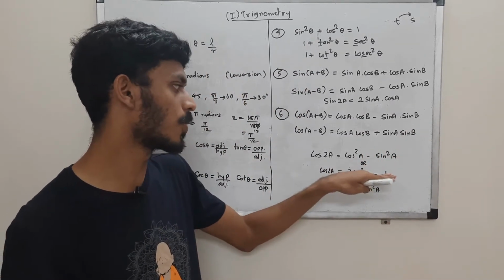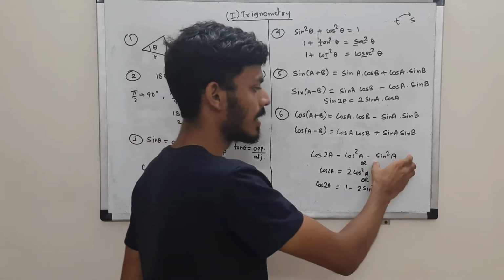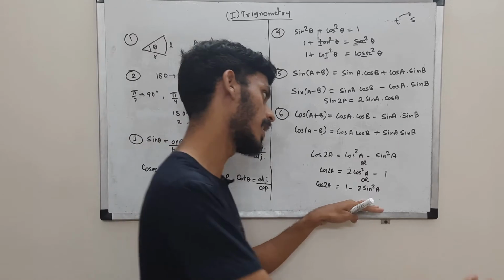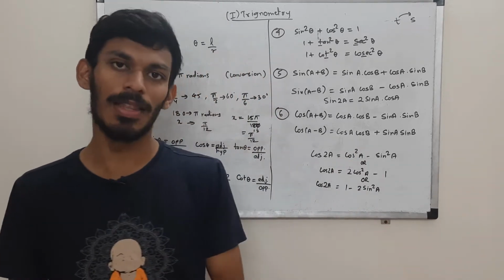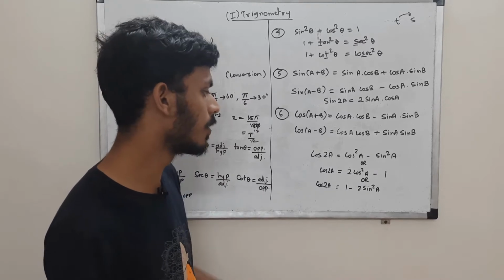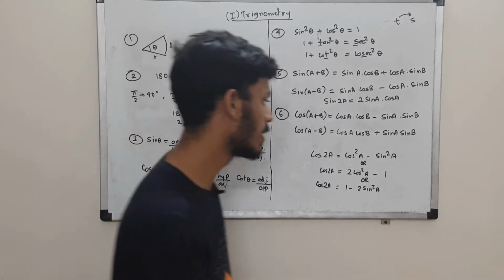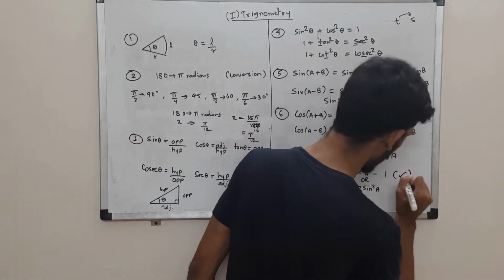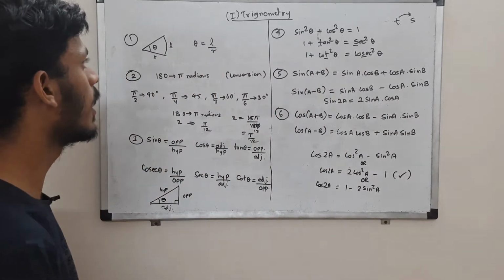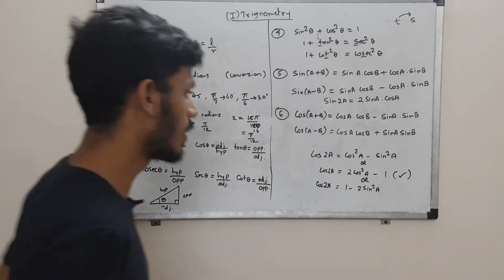Okay, so it is 2 cos square a minus 1. When you substitute this as 1 minus cos square a. And similarly, if you want it in terms of sine, you can substitute cos square a as 1 minus sin square a, and that will give you the answer in terms of sine. Among these three forms, the second one, in terms of cos, is the most important over here. So these are a few results from trigonometry.